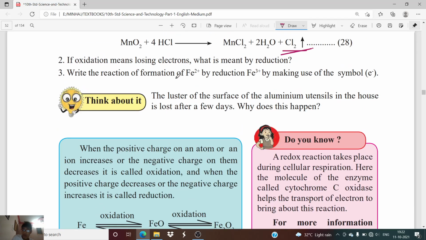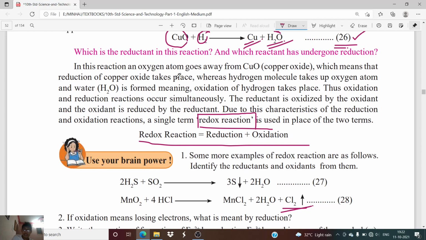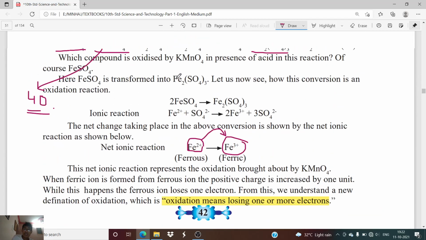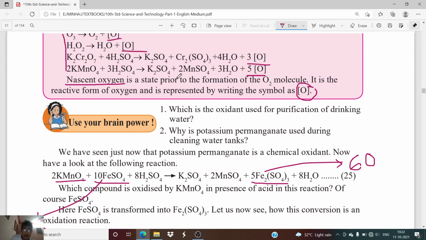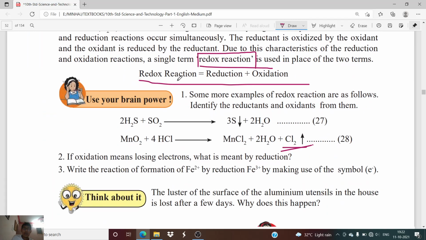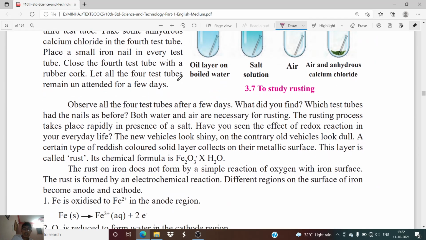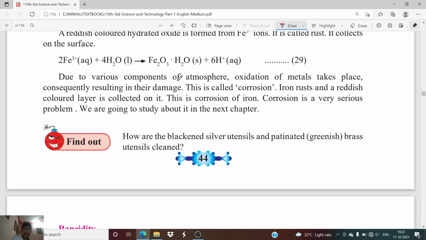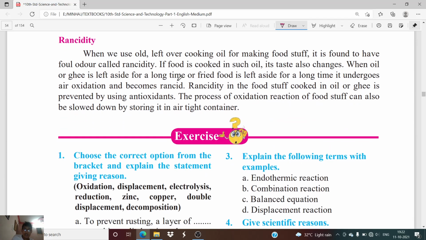So this is about the redox reaction, reduction reaction, and oxidation reaction, which we have studied in this particular lecture. Now we will study corrosion in the next lecture. Also we will see what rancidity is.